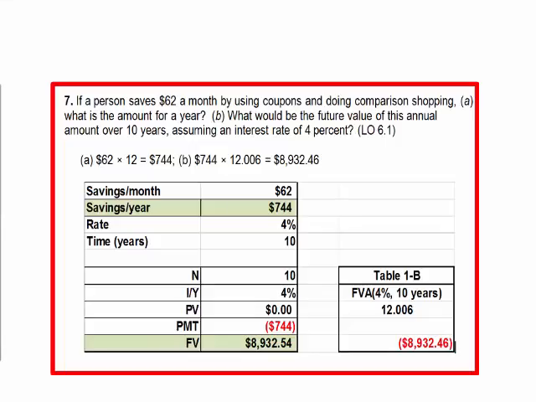And number 7, if a person saves $62 a month by using coupons and doing comparison shopping, what's the amount for a year? Well, 62 times 12. What would be the future value of this annual amount over 10 years, assuming an interest rate of 4%? N is 10, I/Y is 4, 0 present value. You're saving $744, so that's a negative every year.